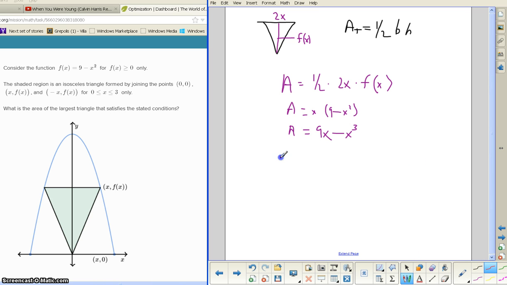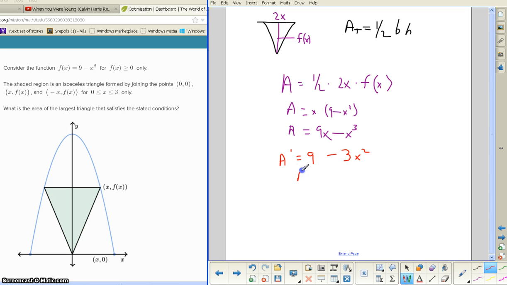We're going to take the derivative, A prime, is simply 9 minus 2x squared, or not 2x squared, sorry, 3x squared, let's say that correctly. And you take the derivative with the power rule, we know that comes down. So this is a 3.